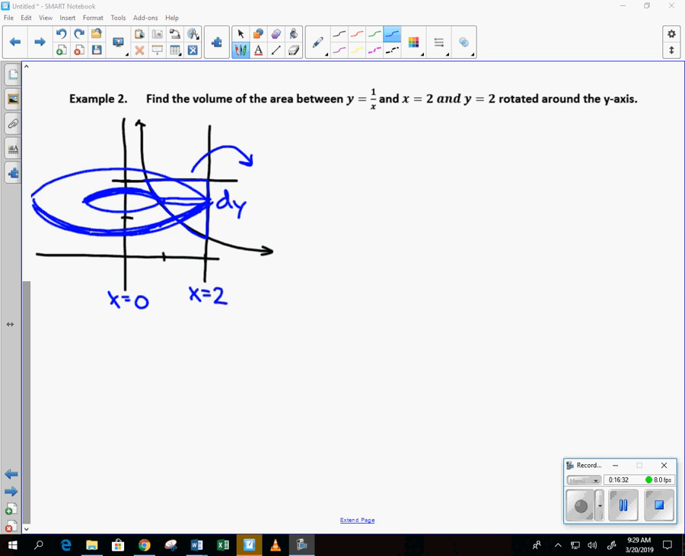Okay, we've got a washer. Let's draw it. Okay, I'm going to try to draw a good washer.